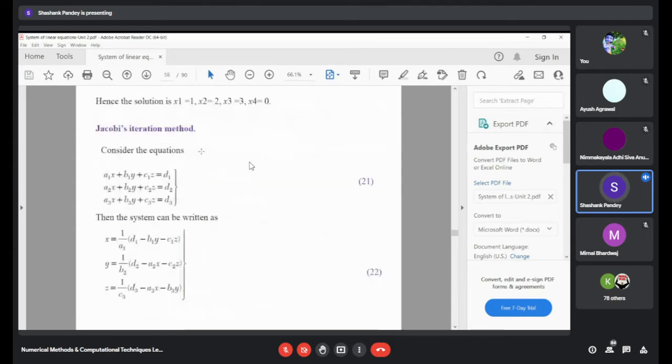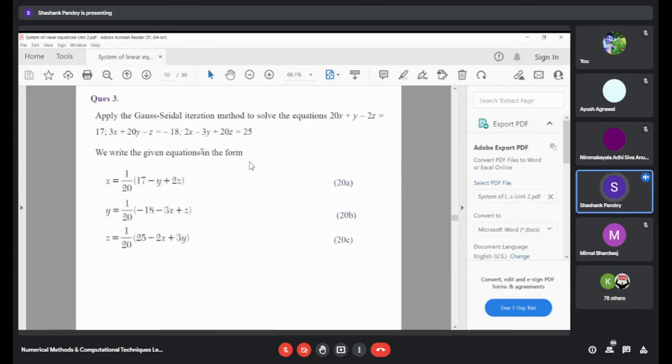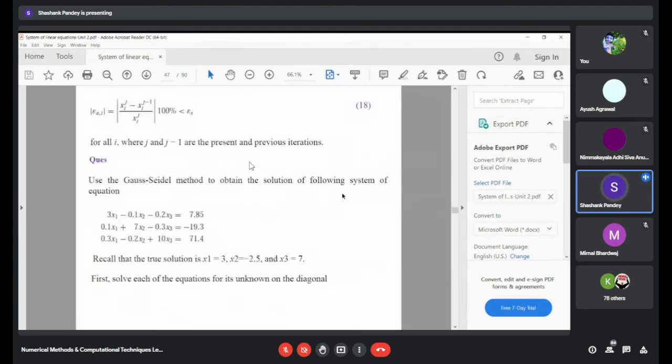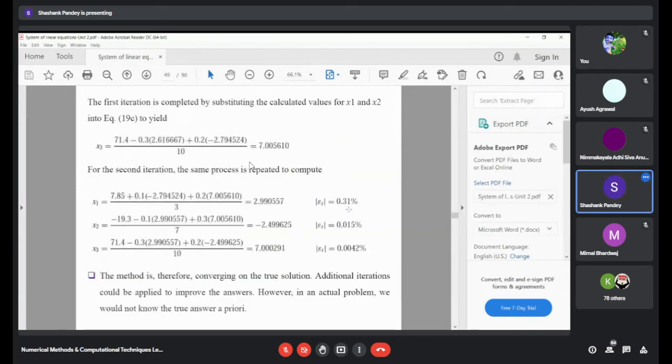Based on this, we will solve some numericals. If you know the exact answer, you can calculate the percentage error with respect to it, which is 0.31, 0.015, and 0.0042. This method is therefore converging on the true solution. Additional iterations could be applied to improve the answer. However, in an actual problem, we would not know the exact answer.